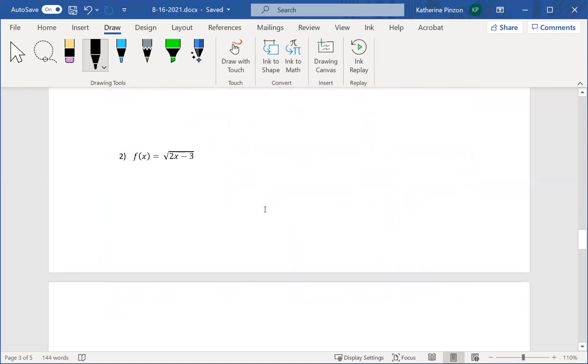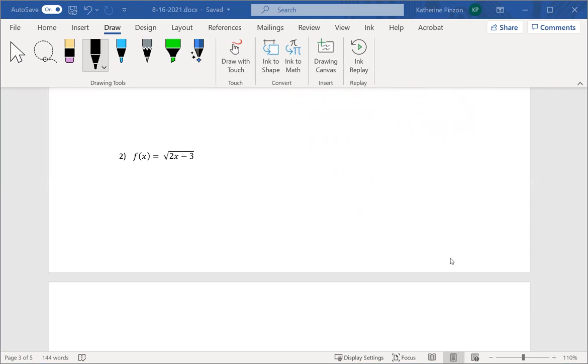Okay, here's another one. F of x equals square root of 2x minus 3. What are you going to do for square root of 2x minus 3? You're going to graph it. Absolutely. We're going to graph that. Hooray, graphing. F of x equals square root of 2x minus 3.